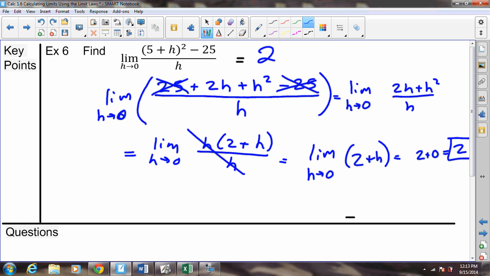In many instances, if you run into an indeterminate form like 0 over 0, a lot of times the 0 over 0 will come from having a term that will cancel out after some algebraic manipulation. Frequently, not always, but frequently.